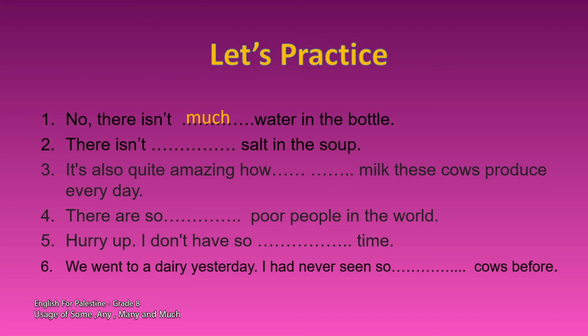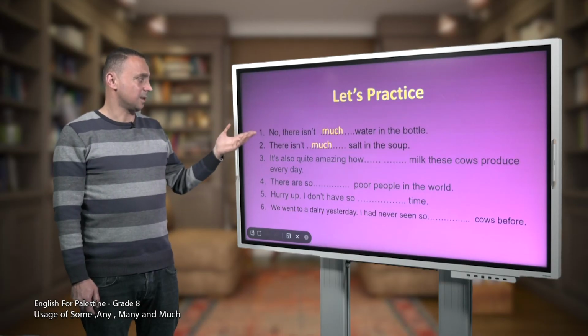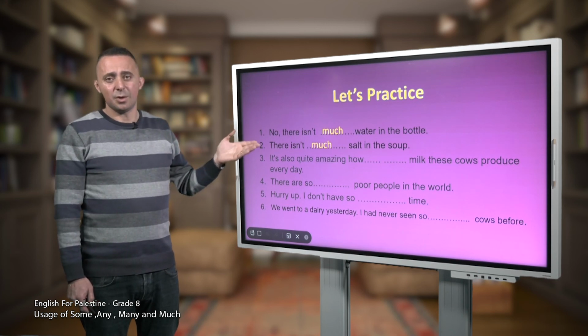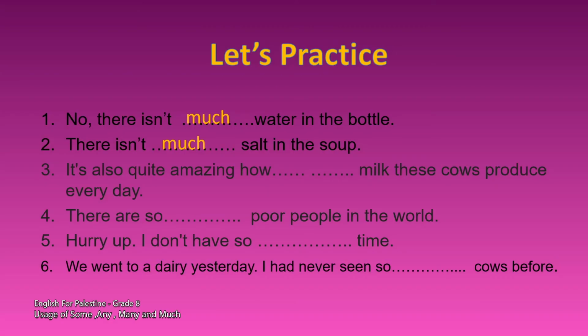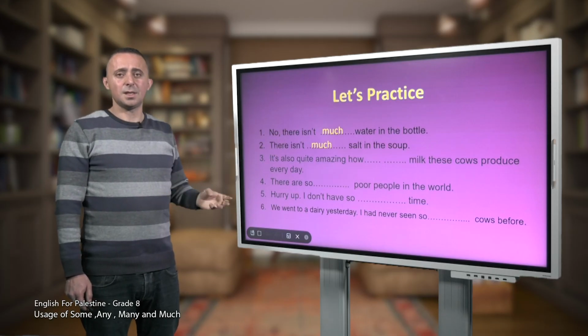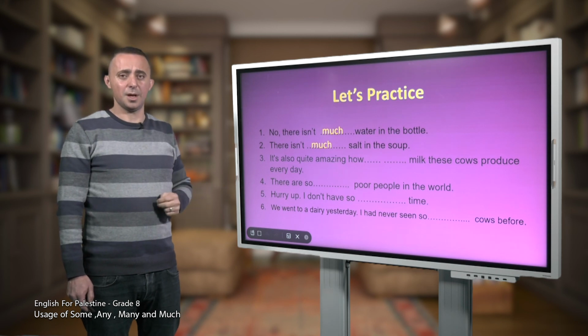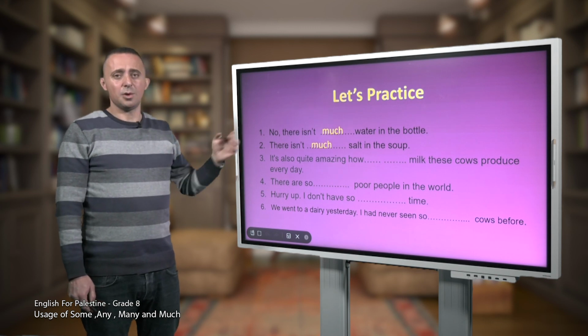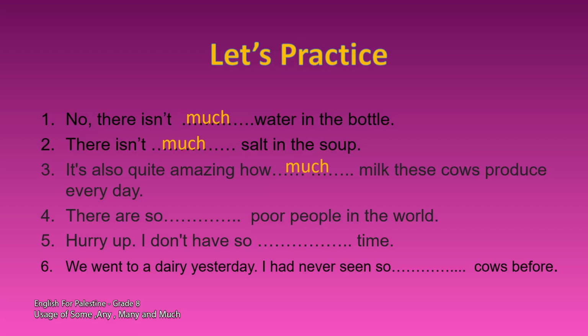Number 2, there isn't space salt in the soup. What's the correct answer? Do we use many or much? Very good, we use much because the word salt is an uncountable noun. What about number 3? It's also quite amazing how milk these cows produce every day. Notice the word milk. Is it a countable noun or uncountable noun? Very good, it's an uncountable noun. So do we use many or much? We use much. That's right.